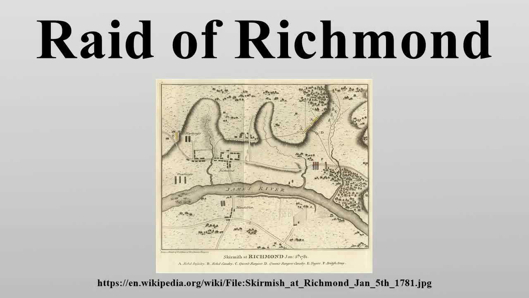The Richmond Campaign was a group of British military actions against the capital of Virginia, Richmond, and the surrounding area during the American Revolutionary War. Led by American turncoat Benedict Arnold, the Richmond Campaign is considered one of his greatest successes while serving under the British Army, and one of the most notorious actions that Arnold ever performed.